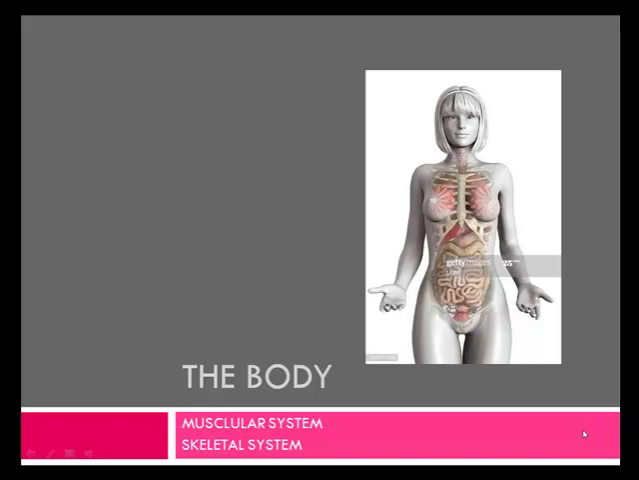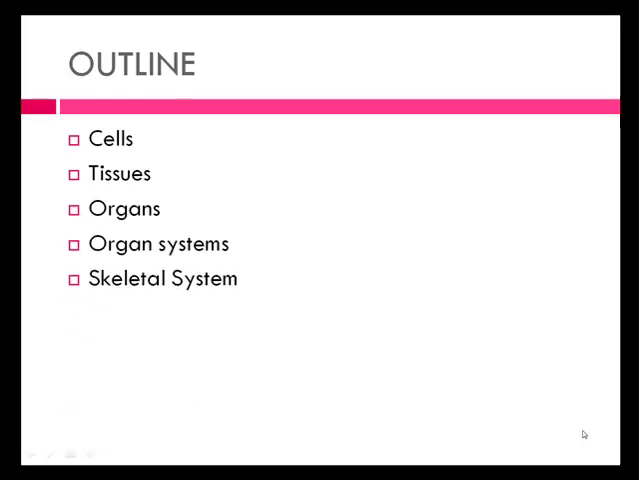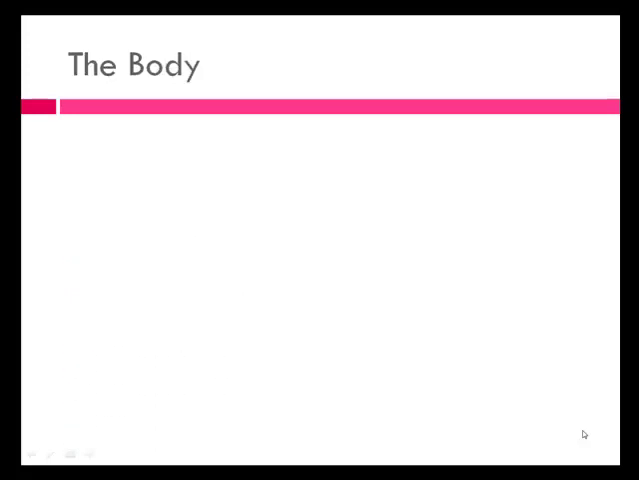Today's lesson is the body, the muscular system, and the skeletal system. Outline: cells, tissues, organs, organ systems, skeletal system, and the muscle system.